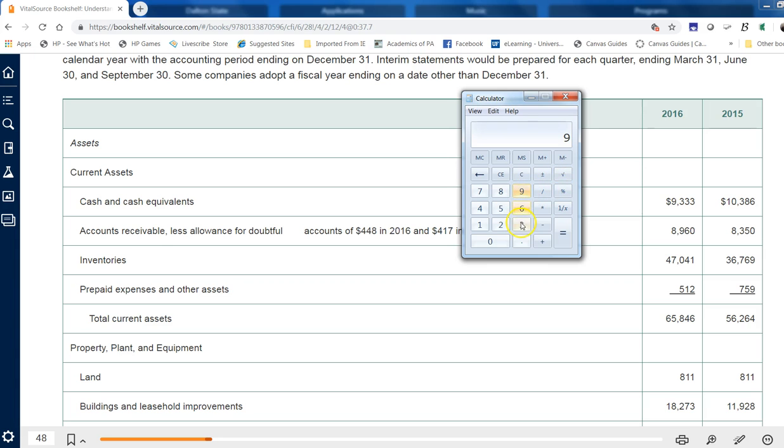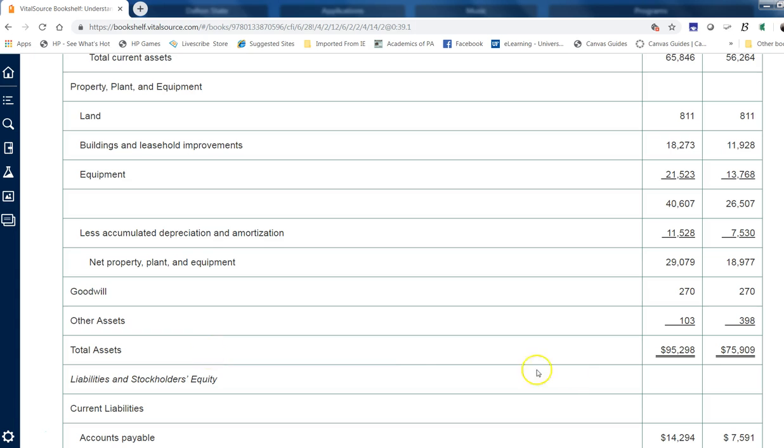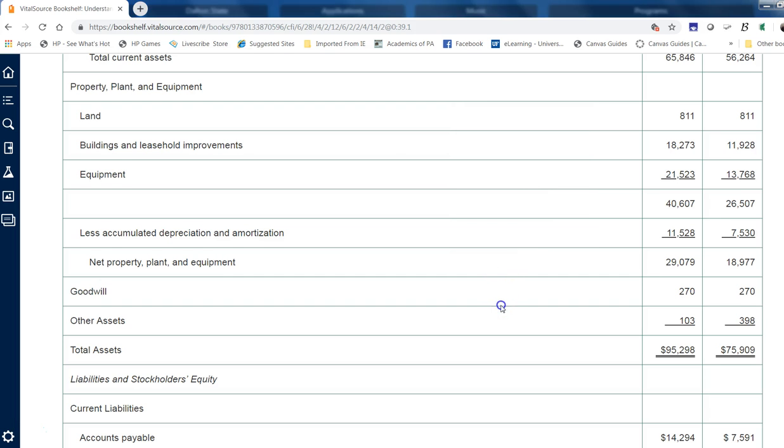So we have 9,333, and then our total assets are, boom. So let me go back. We're going to divide it by 95,298 equals. And so we get 0.0979, which is 0.098, which when you multiply by 100 to turn it into a percent, it becomes 9.8%.